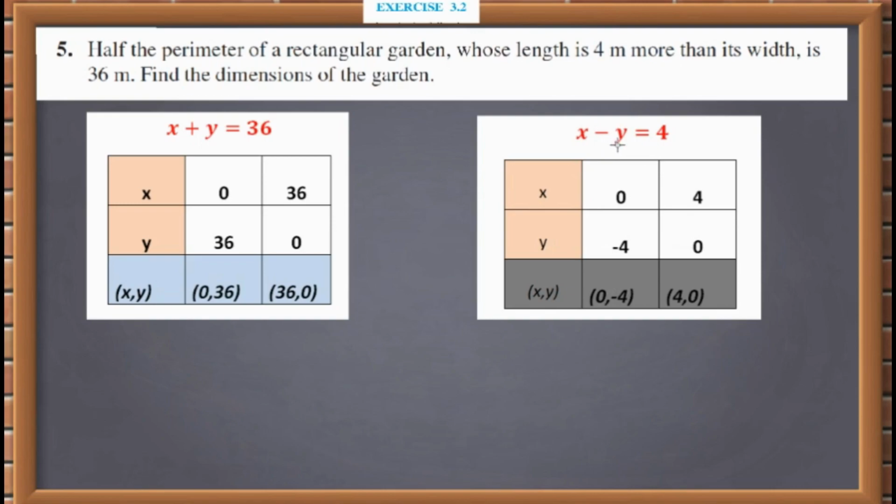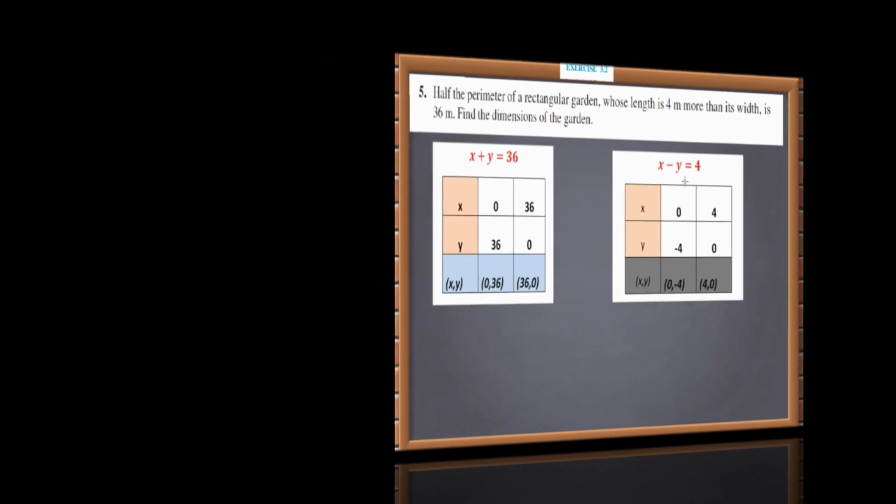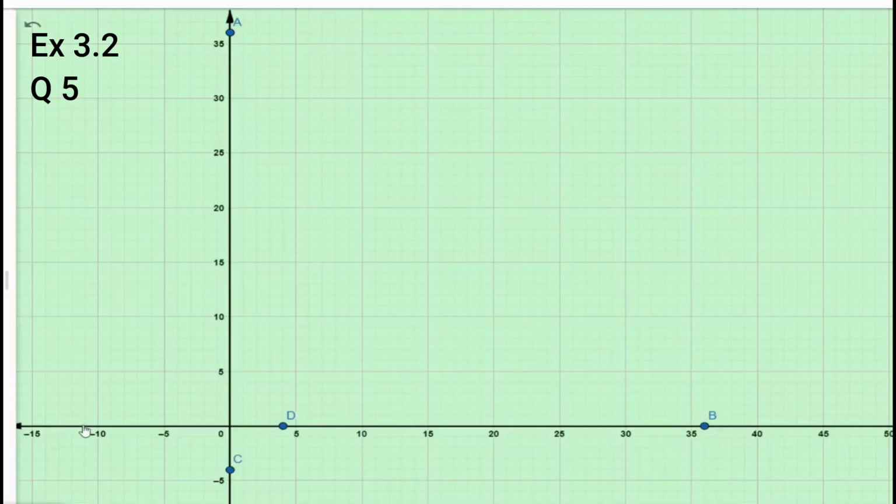Then this value will become 0, x is equal to 4. When y is 0, x is 4, the point is 4 comma 0. Now we will represent these 2 points from these two equations in the graph. This is the graph with x-axis and y-axis, and we are going to plot the points for the equation x plus y is equal to 36.